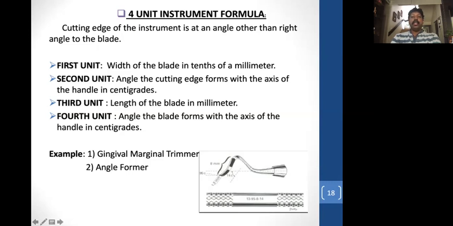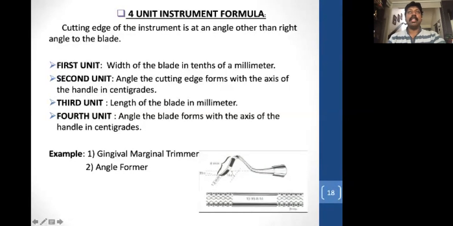So this is 4-unit instrument formula. Usually seen, example for a 4-unit instrument formula is GMT. GMT में ही है, दूसरे instruments में most of the cutting edge bend नहीं रहेगा तो fourth unit, second unit जीरो रहता है, होगा ही नहीं, there is no angle at all. Okay, so in GMT there are 4 units. So the example for 4-unit instrument formula is GMT, gingival marginal trimmer.